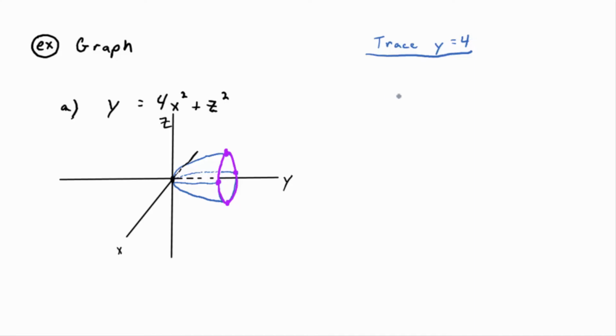Okay, so if y equals 4, then the equation that I get is plugging 4 right there. I get 4 equals 4x squared plus z squared. I'm going to turn it around and get x squared plus z squared divided by 4 equals 1. So all I did was divide by 4 and turn it around so that the 1 was on the right side. Does everybody believe that? And now it is in the standard form of the equation of an ellipse.